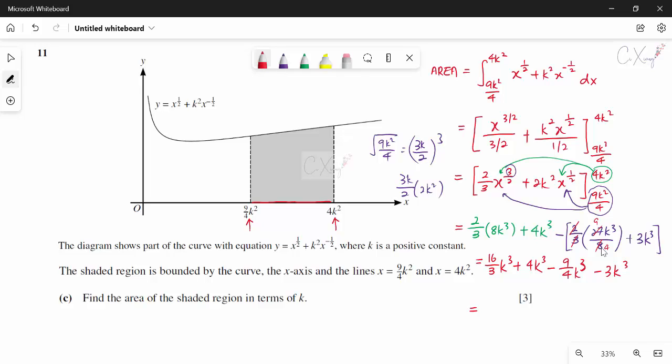Then you just press the calculator: 16 over 3 plus 4 minus 9 over 4, then minus 3. By right, you should have 49 over 12 k power 3. Since they tell you it is in terms of k, your final answer is something related to k. So this will be your final answer for part A.